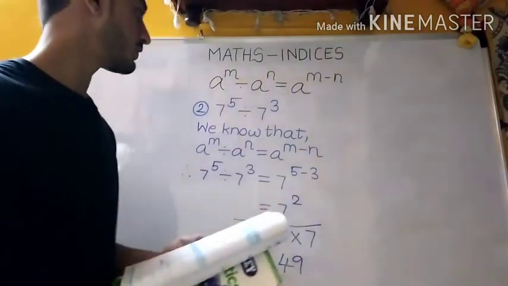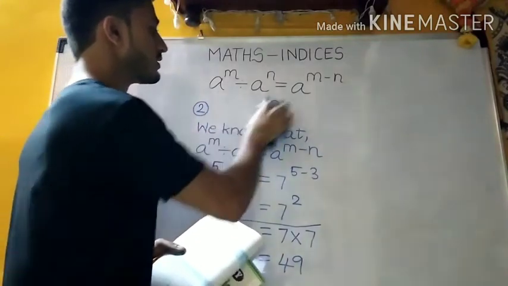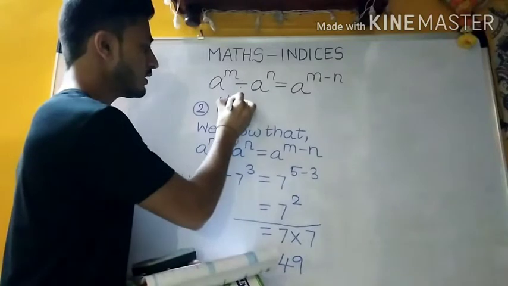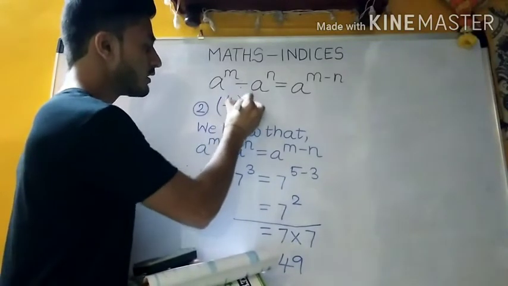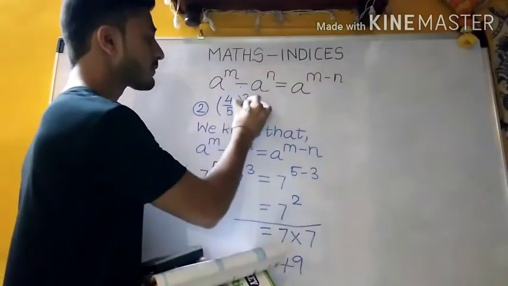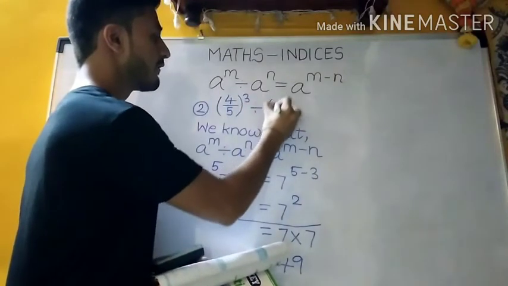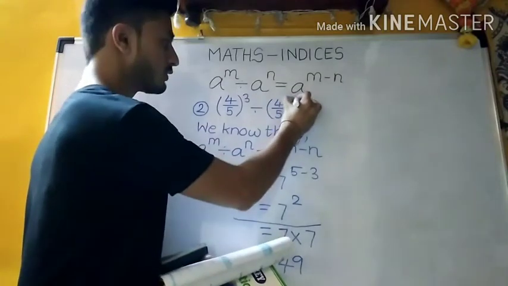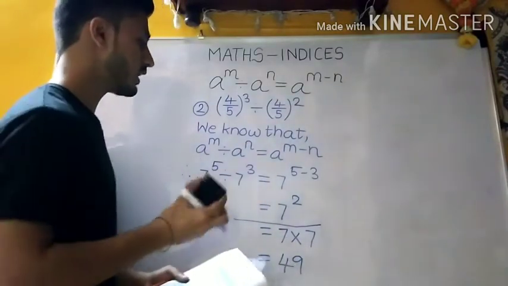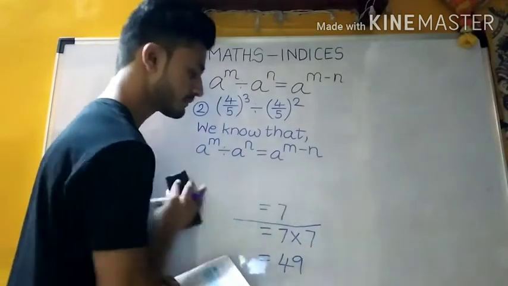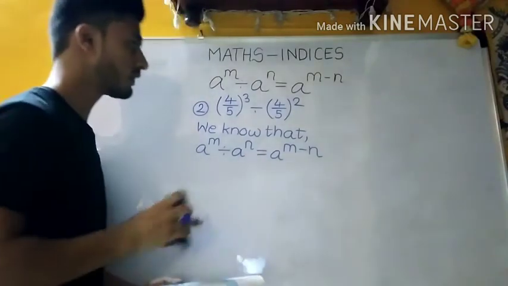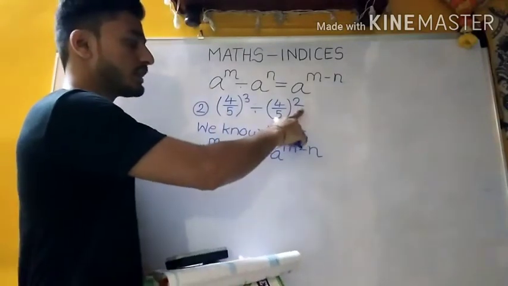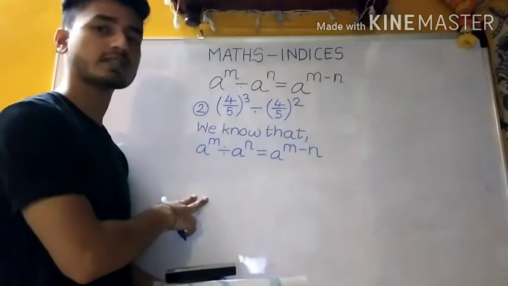Now we will talk about the third question. We will solve the third question, that is (4/5)^3 divided by (4/5)^2. Okay, now everything will be same. Now if you observe here, again m is a bigger number, n is a smaller number. So this is again for case number 1.